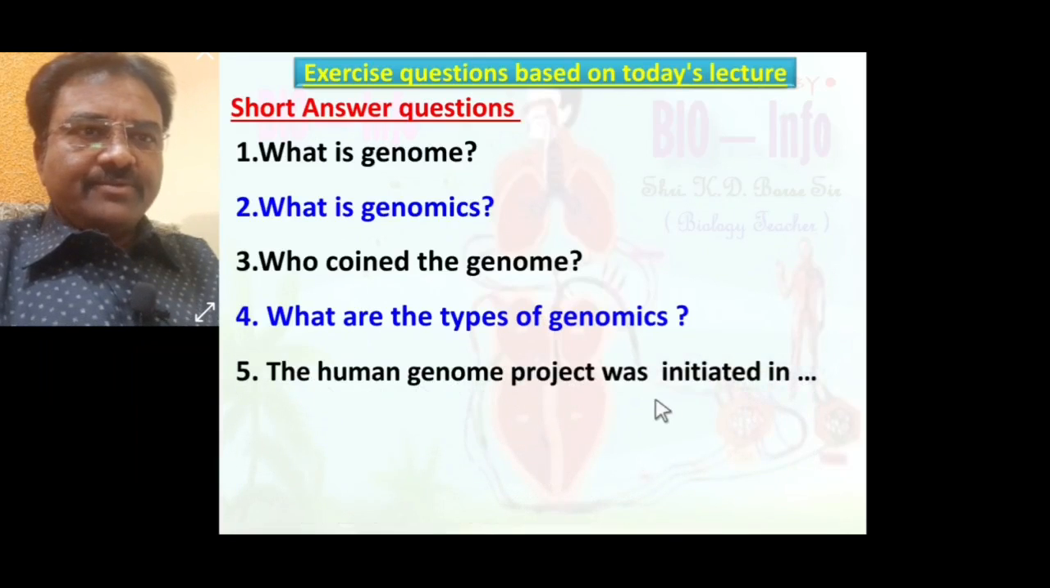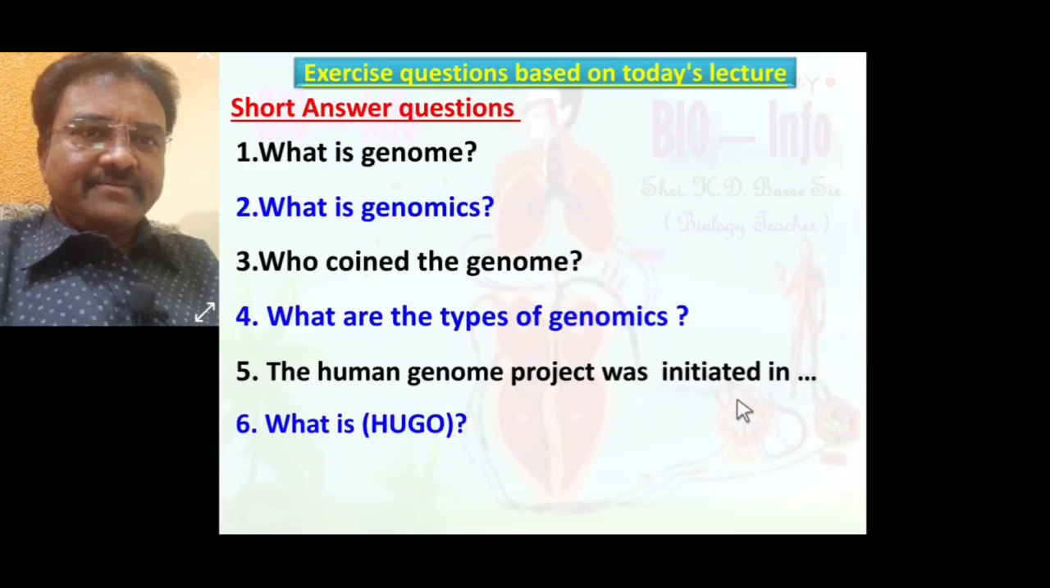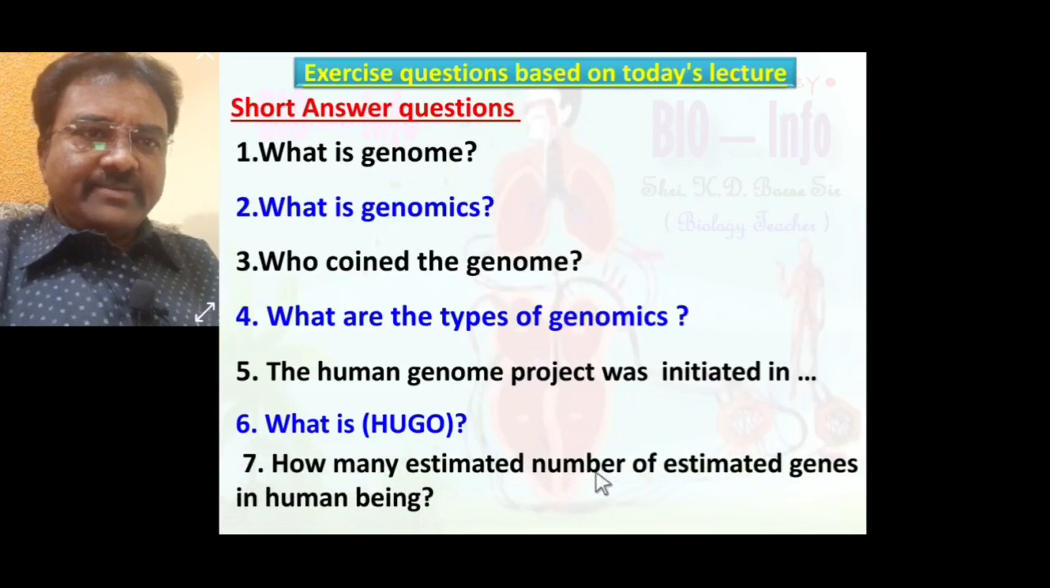The Human Genome Project was initiated in 1990. What is HUGO? Human Genome Organization is called HUGO. How many estimated genes are there in a human being? 33,000 estimated genes in a human being.